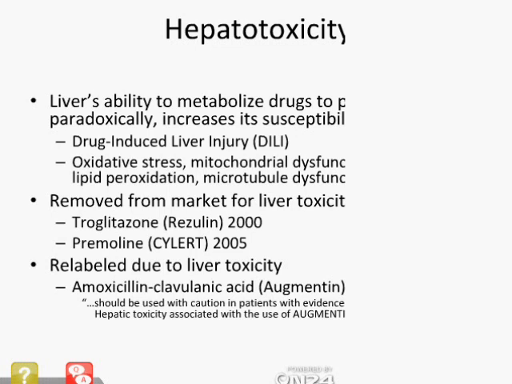The consequences can be dire, as in the cases of troglitazone and bromfenac, which caused liver damage, liver failure, and a number of deaths, resulting in their removal from the market. In other cases, the liver toxicity may only warrant label changes to warn of potential liver dysfunction, as in the case of Augmentin.